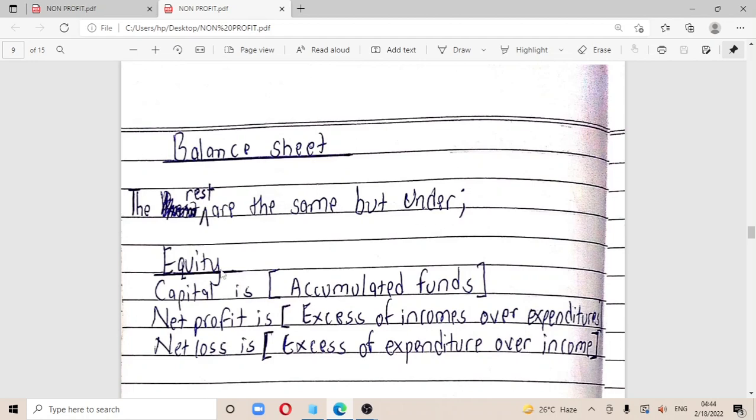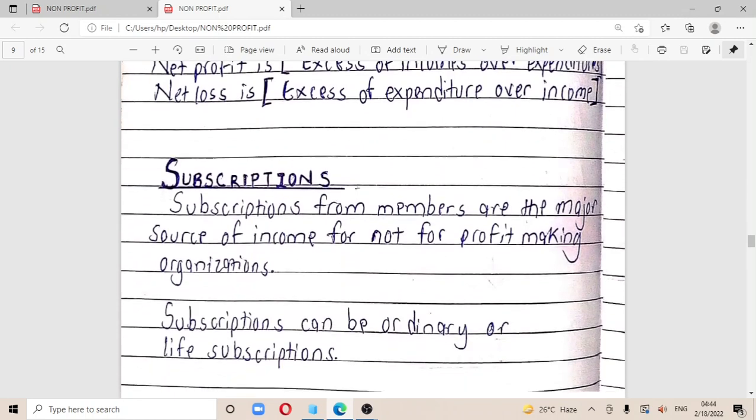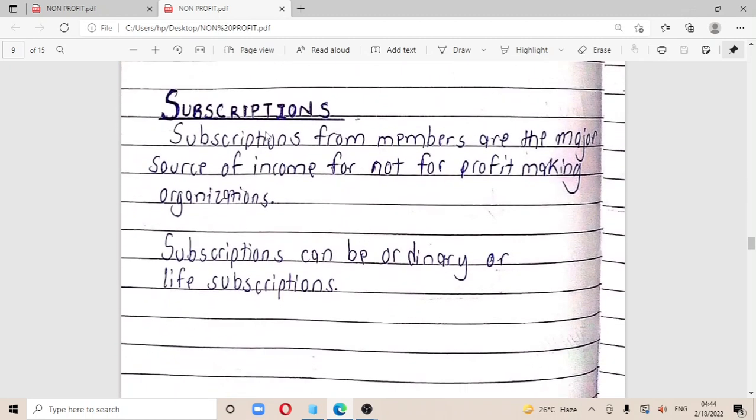But under equity, when you say assets, and then you go to total assets, then you come to equity. In this part of equity, capital is replaced by accumulated fund. So if you want to call it capital, you say accumulated fund. And when it comes to putting there a net profit, you say excess of incomes over expenditures. Then when it comes to a net loss, you say excess of expenditure over income. So having known that, we go to the subscriptions.